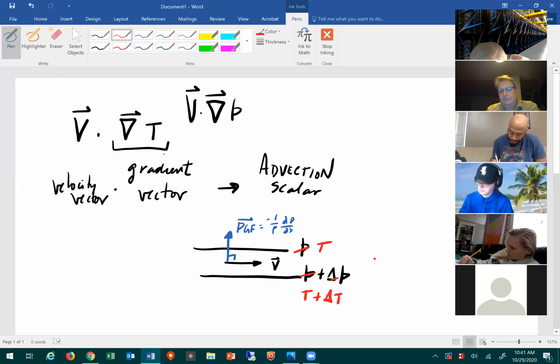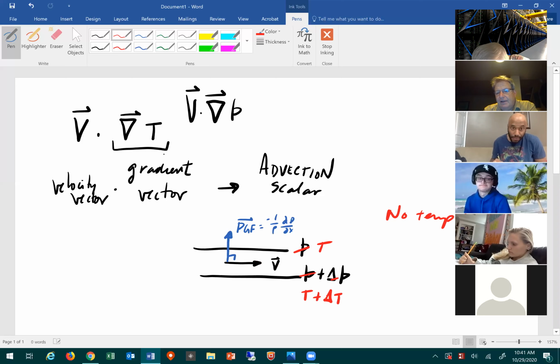There you would get advection. With this velocity, if the wind is blowing parallel to the isotherms, am I advecting temperature? If I have no temperature advection, we say that's barotropic.